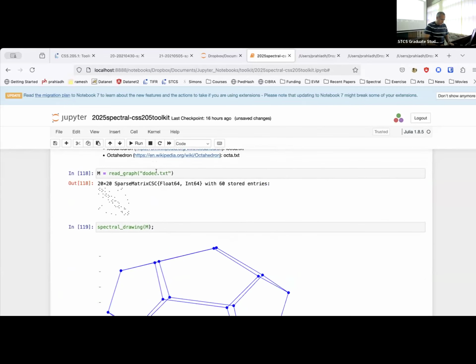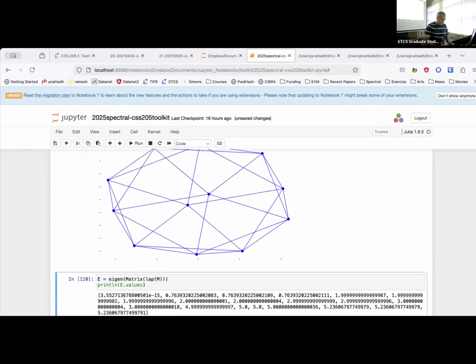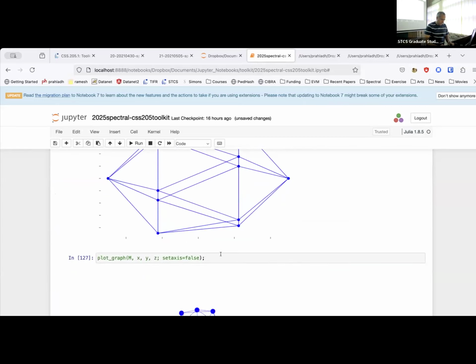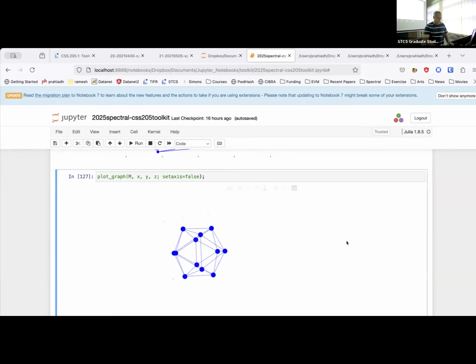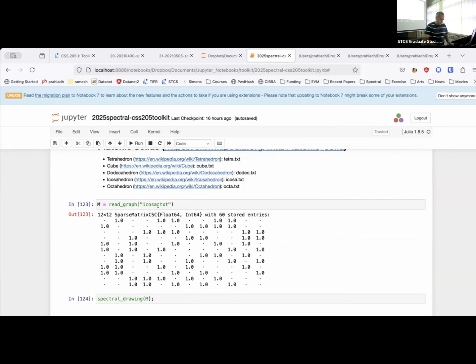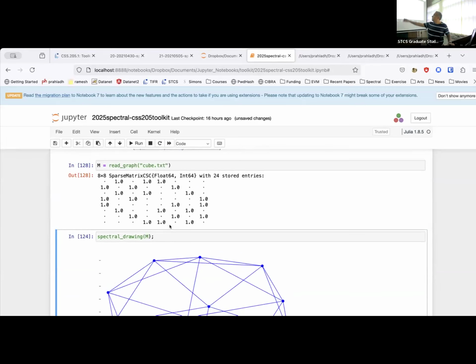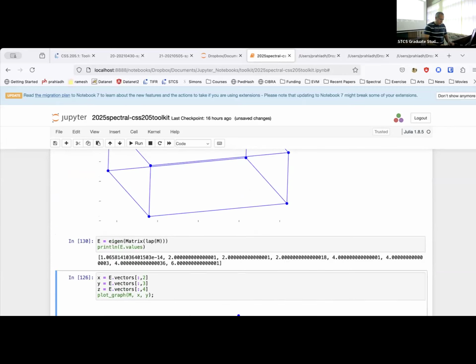Do this with the icosahedron, which is this one. That's the icosahedron. It actually gets the icosahedron. I have all the solids. For example, I take a cube. These are things which I've written down. The cube has 8 vertices. That's the adjacency matrix of the cube. That's all that is being fed to this code. And based on that, I'm going to be drawing this.